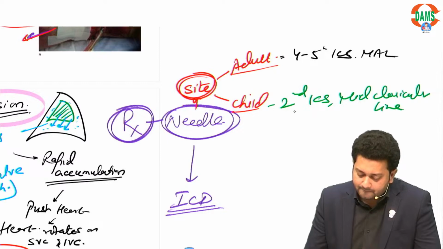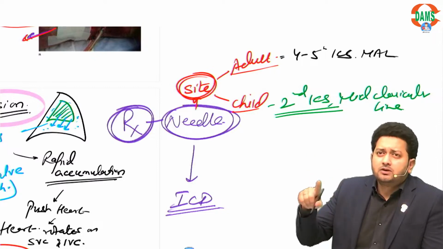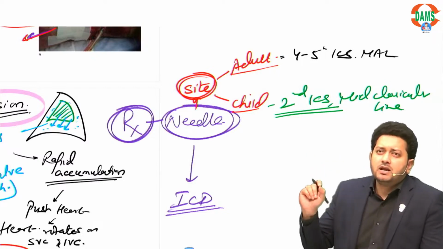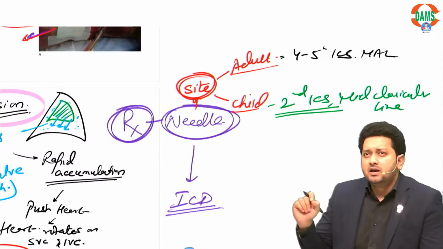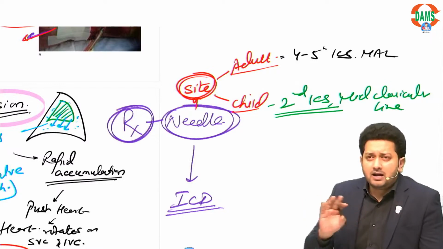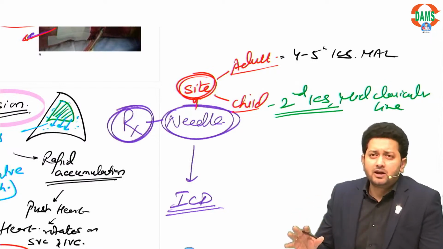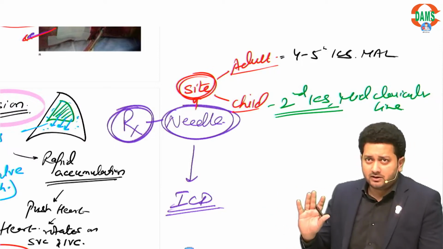mid-clavicular line. So the only thing different in this whole thoracic trauma is the site of the needle in the pediatric age group for a tension pneumothorax, which is the 2nd intercostal space. Rest, like I said, ICD, no matter if it is kid or adult or hemo or pneumo or whatever thorax, it is 4th to 5th intercostal space, mid-axillary line, just anterior to mid-axillary line.